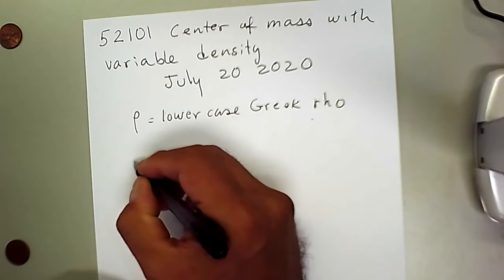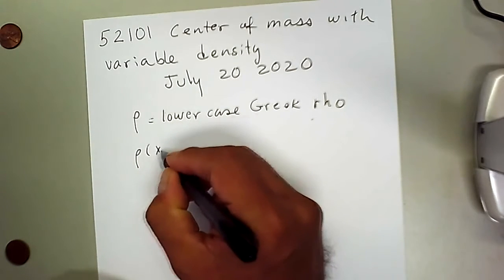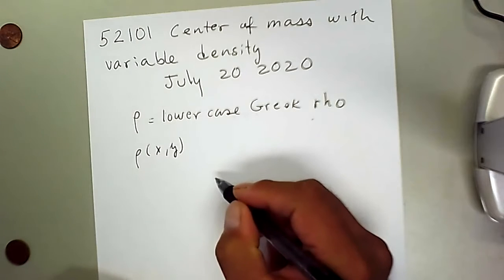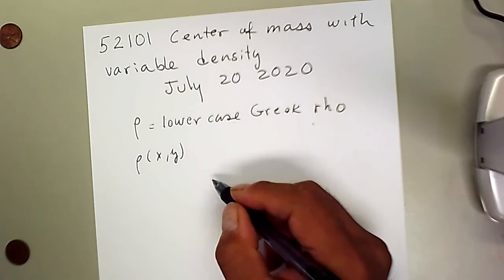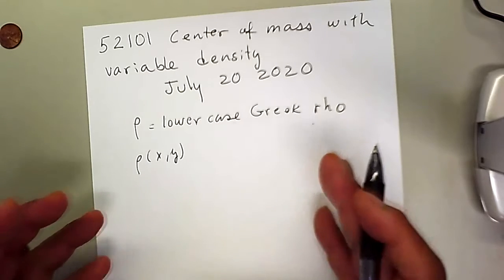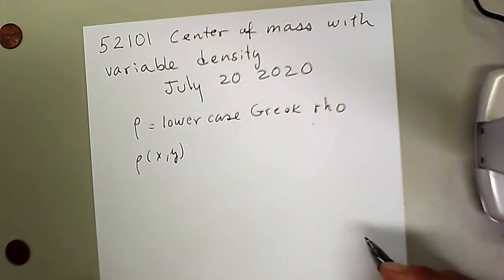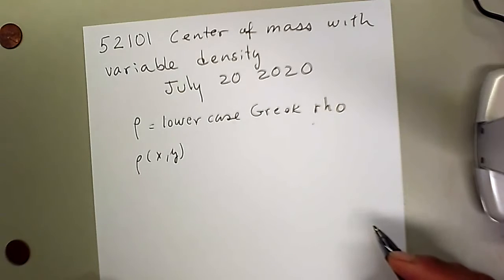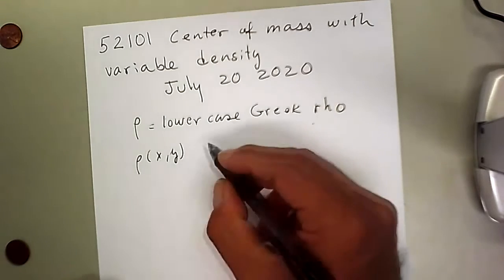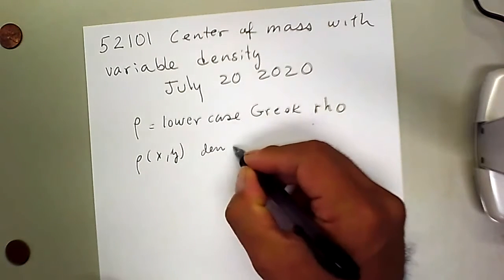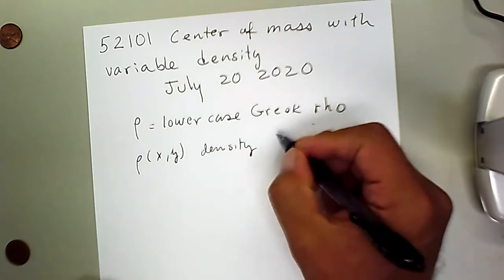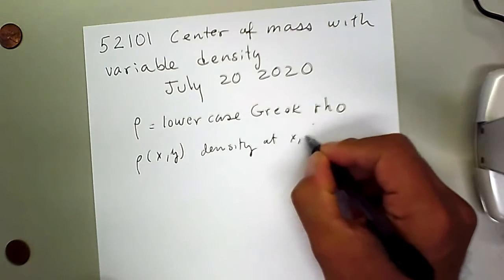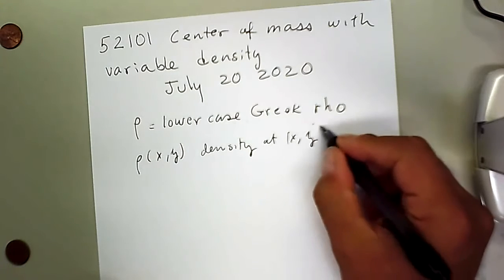So rho is going to be a function of x and y, and we're going to have varying density depending on where we are on the piece of lamina. We're going to assume we have a piece of lamina for which we're going to find the center of mass. So this is the density at the x, y point.